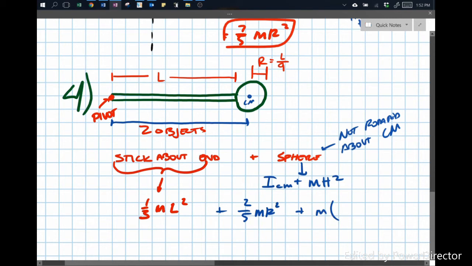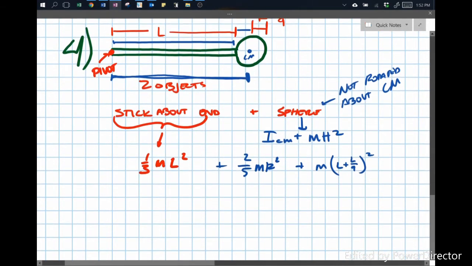Now we got to talk about what h is. H is the distance from the pivot all the way to the center of mass. So that includes L, and it includes the radius. So we have L plus L over 9. And we should substitute for what the radius of the sphere is, that's also L over 9.